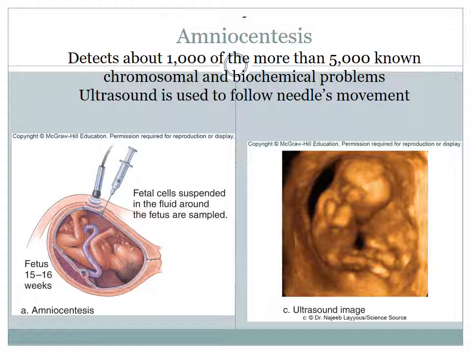also be examined for deficient, excess, or abnormal biochemicals that could indicate an inborn error of metabolism. Tests for specific single-gene diseases may be done on cells in the amniotic fluid and are tailored to family history. Ultrasound is used to follow the needle's movement and to visualize the fetus or its parts. In looking at this slide, amniocentesis can detect approximately 1,000 of the more than 5,000 known chromosomal and biochemical disorders. The most common chromosomal abnormality detected is a trisomy.